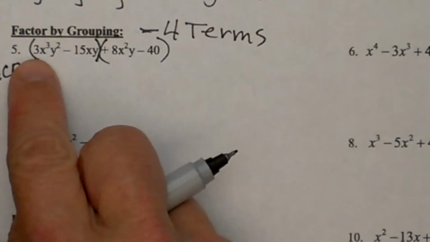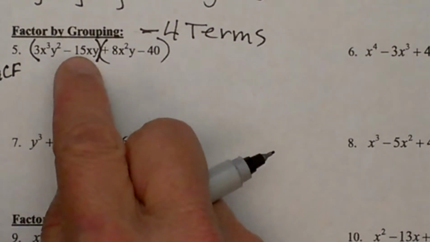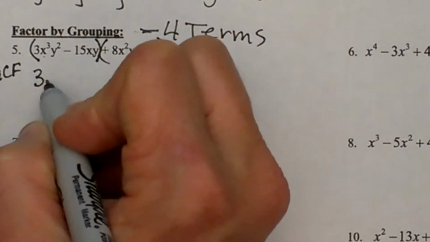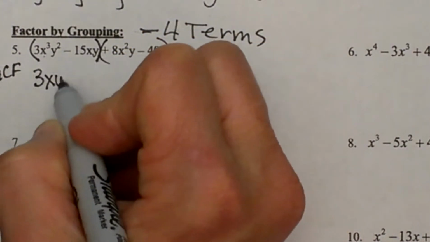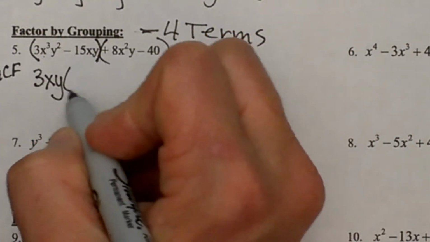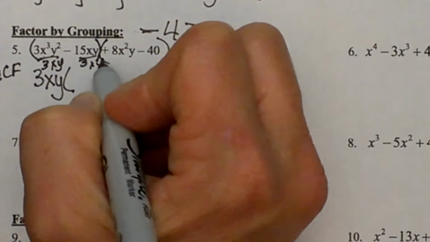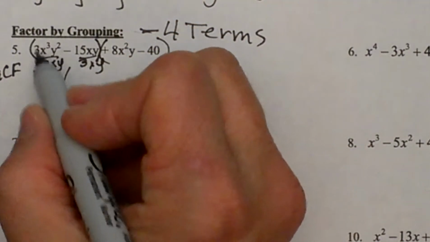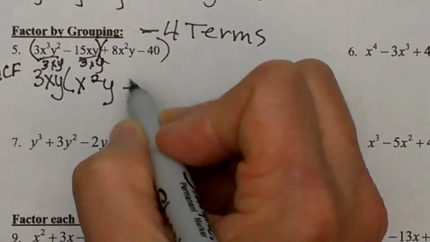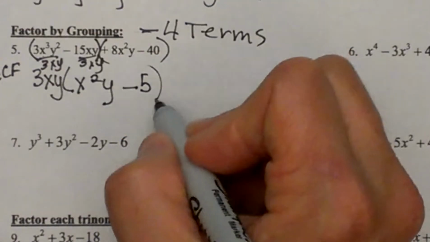Let's see, the GCF of 3x cubed y squared and 15xy would be a 3, an x to the first power and a y to the first power, because when you're factoring out GCFs, you want to take the lowest exponent. We're dividing each one by the GCF, so I'm going to write a 3xy under each term. That's going to leave me with an x squared y minus 5. The x's and the y's are gone.